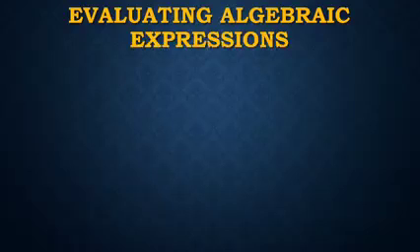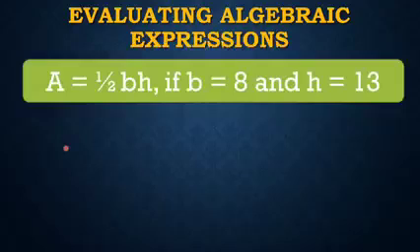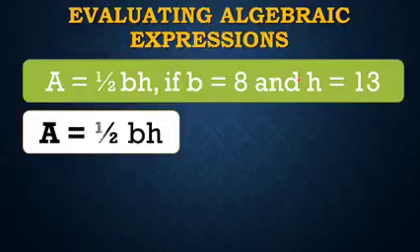Okay, another example. Evaluate A is equal to 1/2 base times height, if b is equal to 8 and h is equal to 13. Let's copy first the equation, which is A is equal to 1/2 base times height. If we will recall this area, anong area to? Kaninong area to? This is the area of a triangle. So in order to get the area of a triangle, simply multiply base and height and get half of the product.